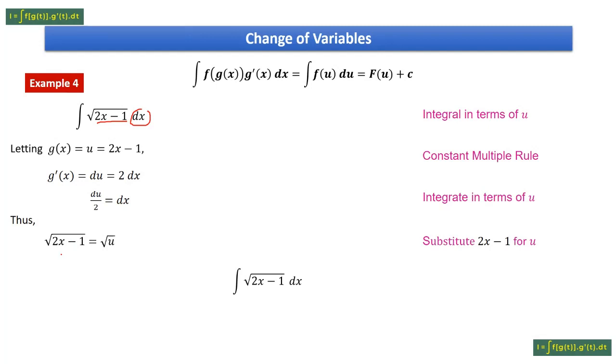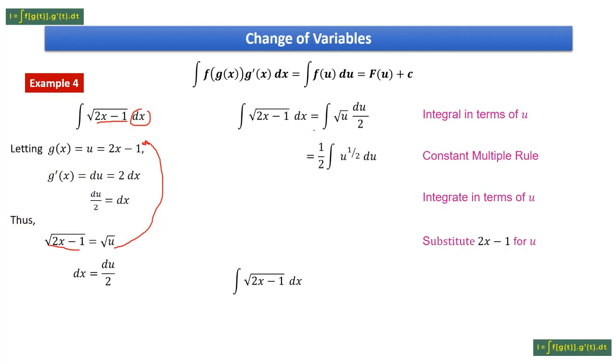Thus, the square root of 2x minus 1, we let this as u here. So when we express the integral in terms of u, this one will become the square root of u. Okay, and dx equals du over 2. So proceeding with the integral in terms of u, we have this form, and then by the constant multiple rule, we will kick out this denominator. We will kick it outside. We have 1/2 multiplied by the integral of u raised to 1/2.